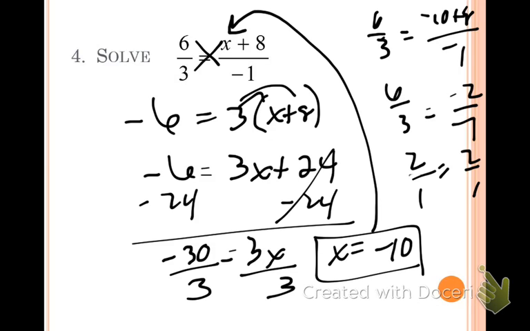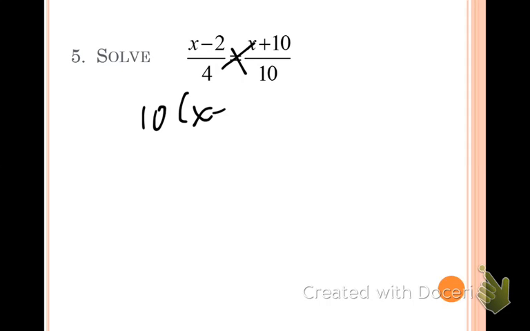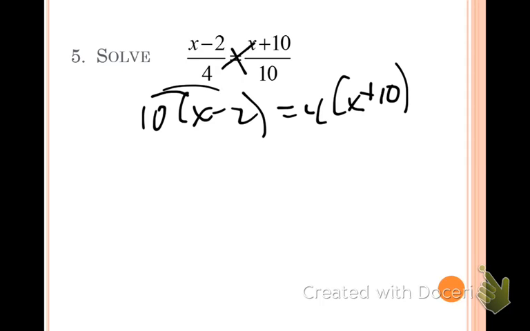Okay? But just be careful there. Make sure you multiply by the entire numerator or the entire denominator, whatever the case may be. All right? Now you try. I think most of you guys have a pretty good start anyway. Right? We're going to cross multiply. Just make sure that you multiply everything together. 10 times x minus 2, all of that. 4 times x plus 10, all of that. So distribute.